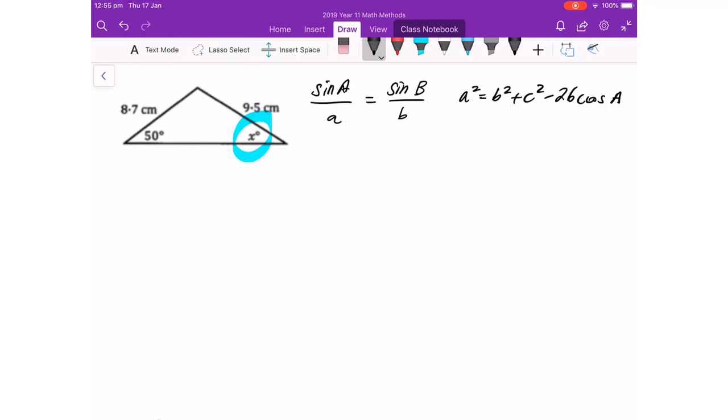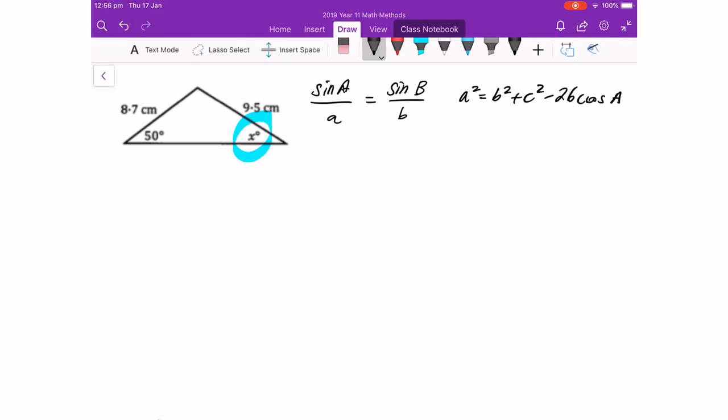Okay, so for the sine rule, I said that it's usually best to use the sine rule when you're given a pair of things, or angles and sides that are opposite each other. And I said for the cosine rule, you usually need to have at least 3 sides and an unknown angle, or you know 1 angle and you know 2 sides and you need to find an unknown side.